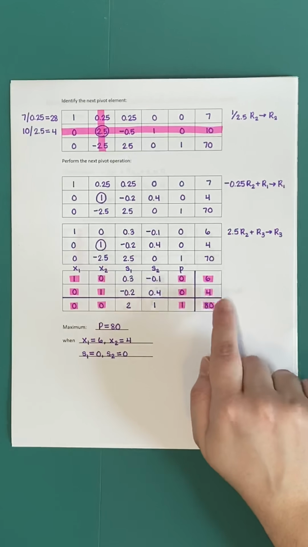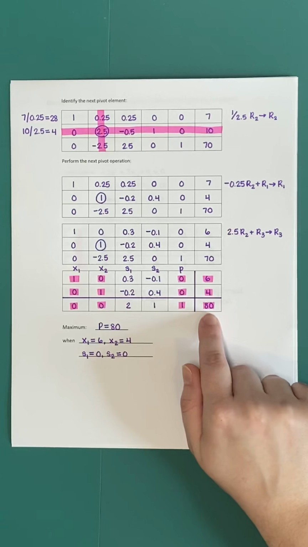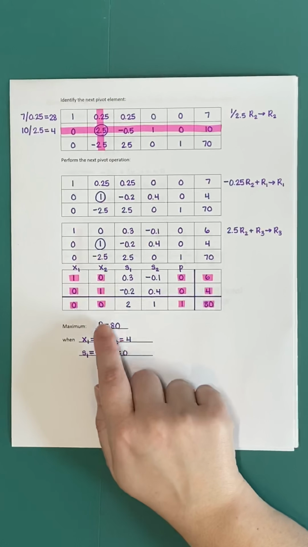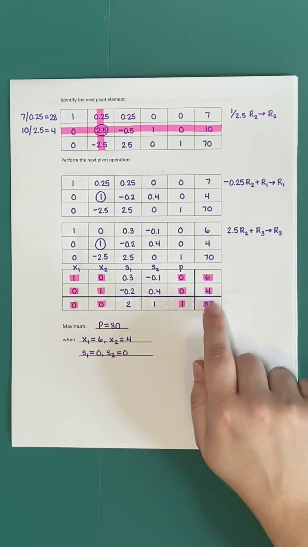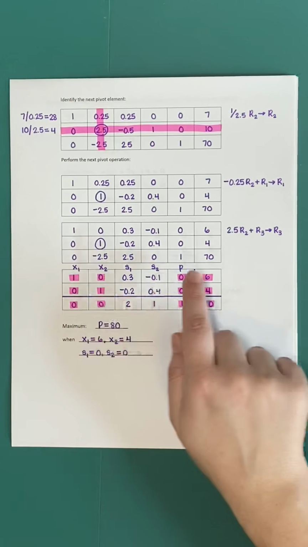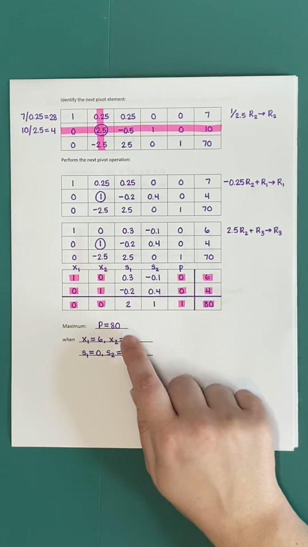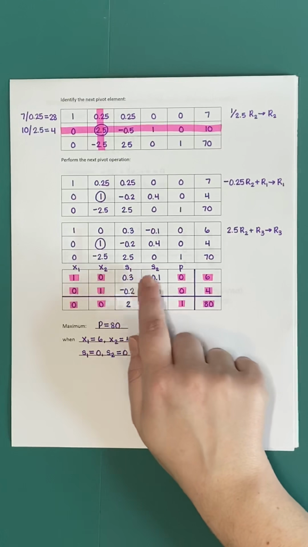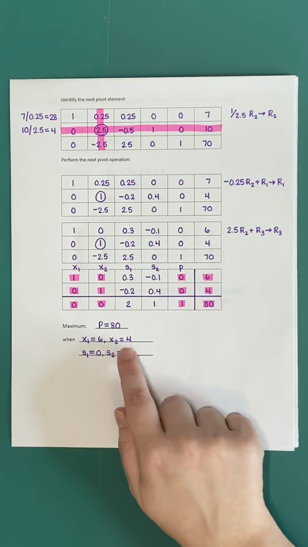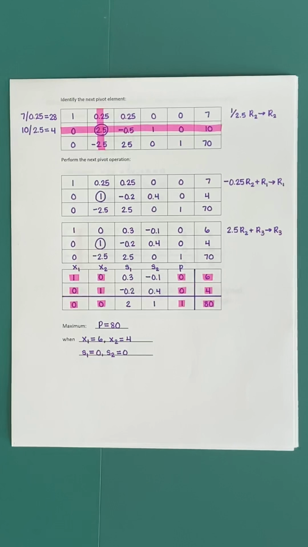That is our optimal value for our objective function. It's down here in the bottom corner. So P is going to be maximized with a value of 80 when we allow X1 to be 6 and when we allow X2 to be 4. And then the other 2 variables, in this case the slack variables, we're going to assign a value of 0. So that's going to be our optimal solution.